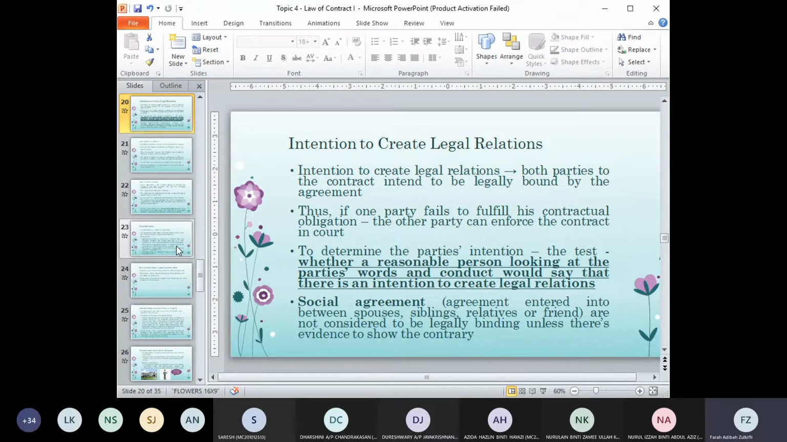For the example I have given before, your mother said that if you clean your room, she will pay you 20 ringgit. So if your mother and you have not signed any contract, it will only become a social agreement. When it is a social agreement, it is not legally binding. It is not binding on the parties unless there is evidence to show the contrary. So that is what a social agreement is.